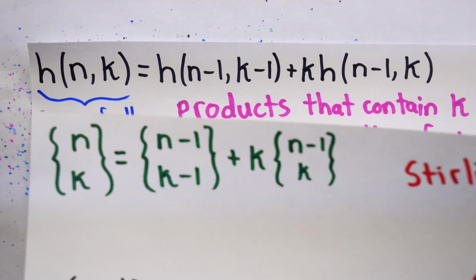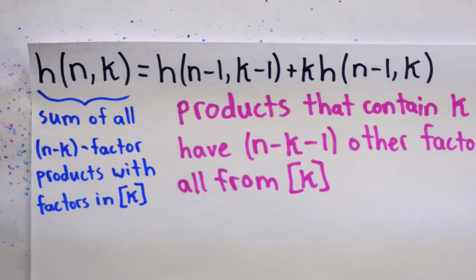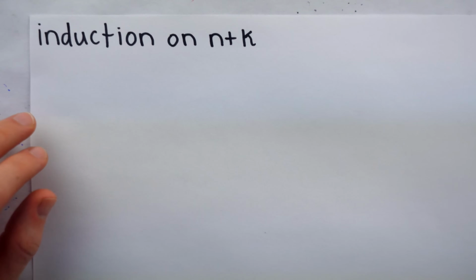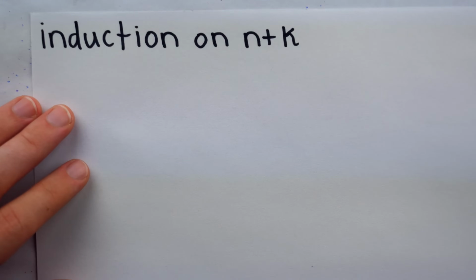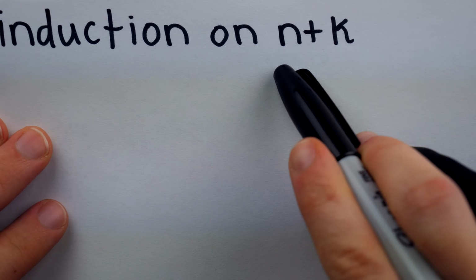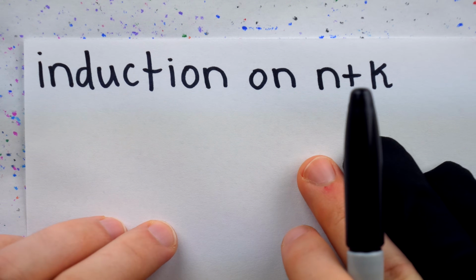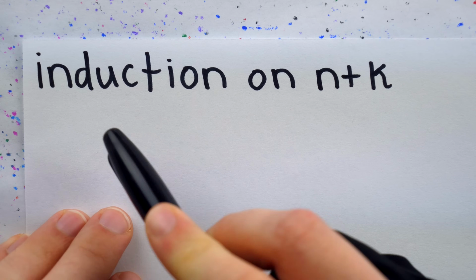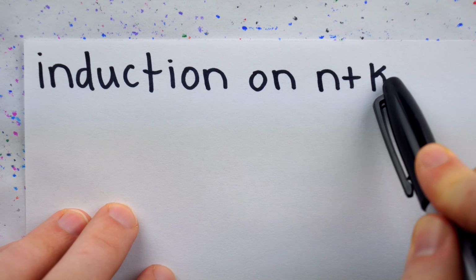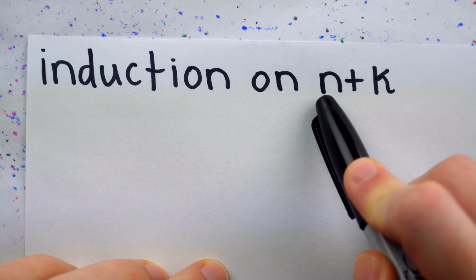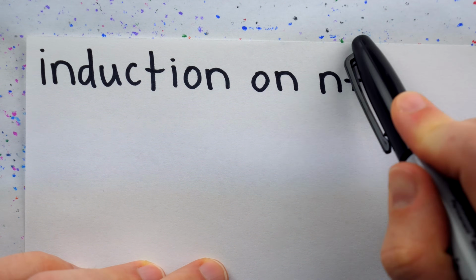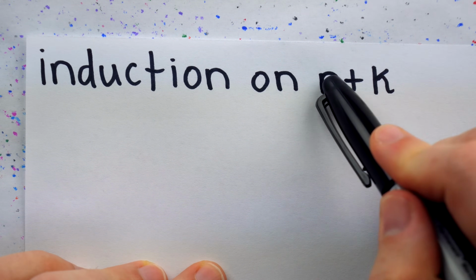Now, with the knowledge that these two creatures satisfy the same recurrence relation, it will be an easy task to show that they are always equal. To that end, we're going to use a proof by induction, performing induction on the sum n plus k. Remember, the h function has two arguments, n and k. So by performing induction on their sum, we're able to account for n increasing by 1 and k increasing by 1. If either of these increase by 1, the sum will increase by 1.